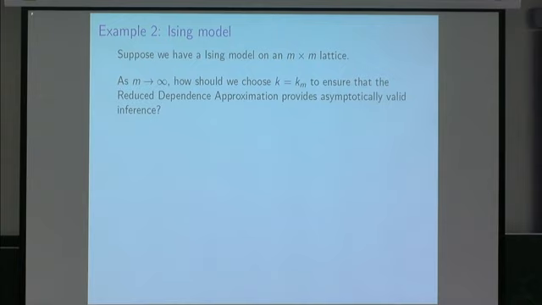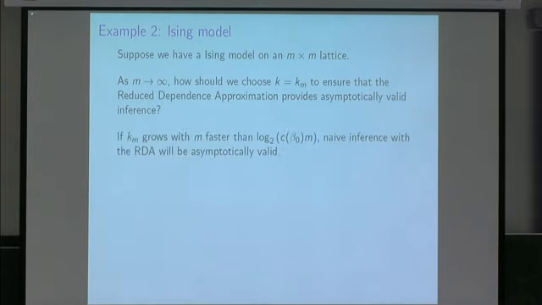So let's go back to the Ising model example, see how this applies there. So let's suppose that we do have a square lattice. That's kind of the most challenging situation, it seems. So we have an m by m lattice. And the question we want to answer is, as the size of the lattice grows, as m tends to infinity, how should we choose that tuning parameter for the reduced dependence approximation to make sure we get asymptotically valid inference?